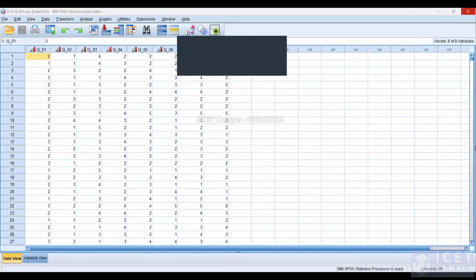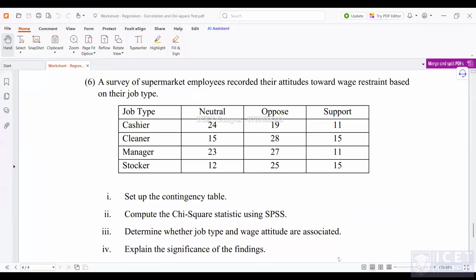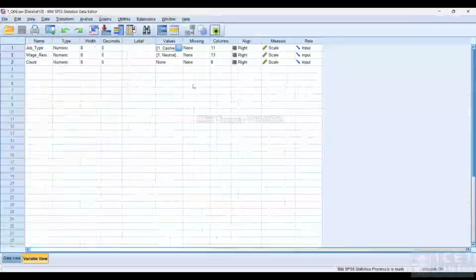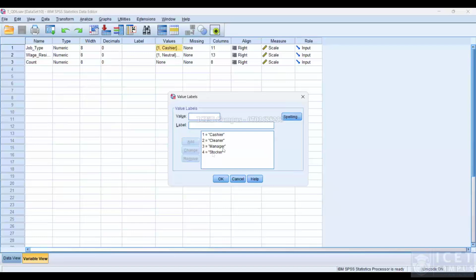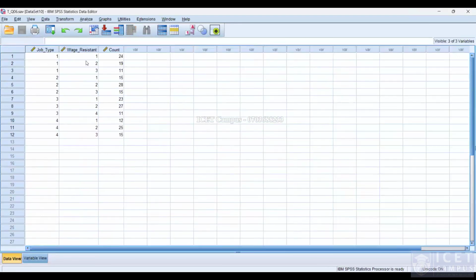Right. This is the data. Job type is mentioned here. Right. For the values, 1 for cashier, 2 for cleaner, 3 for manager, and 4 for stocker. And also the attitude level. Right. Attitude levels neutral, oppose, and support are assigned 1, 2, 3. Okay, now the data is here, right?